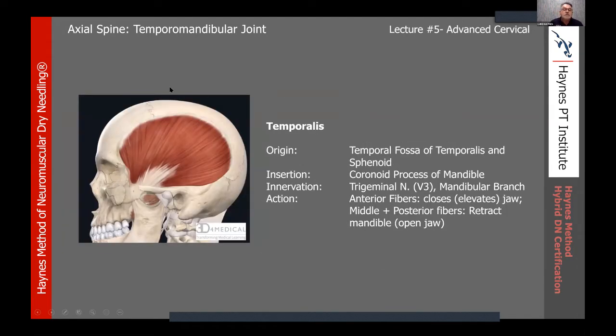The temporalis has a large footprint for its origin, the temporal fossa and the sphenoid, and then it inserts into the coronoid process of the mandible. So a big muscle coming right over here. You can tell that temporalis as well as the masseter are a big part of somebody that has a clenching problem. Three really nice muscles. We can dry needle those, get a good release, and provide some really positive improvement.